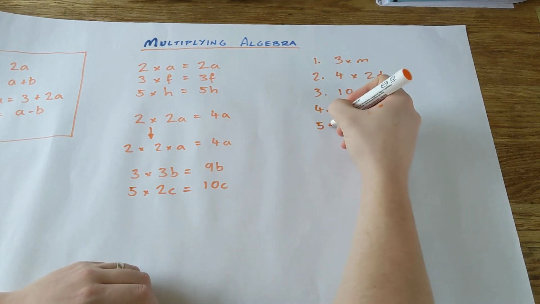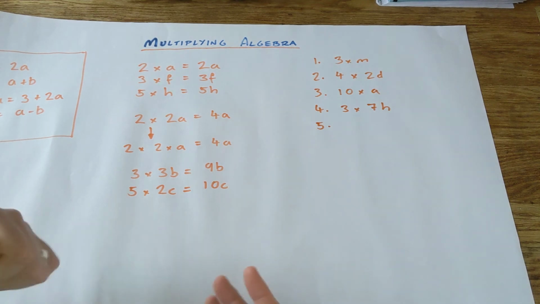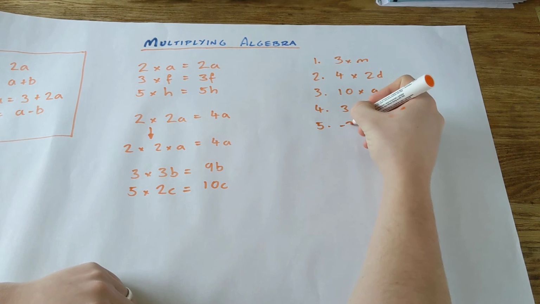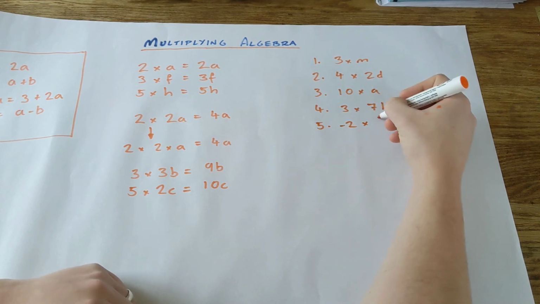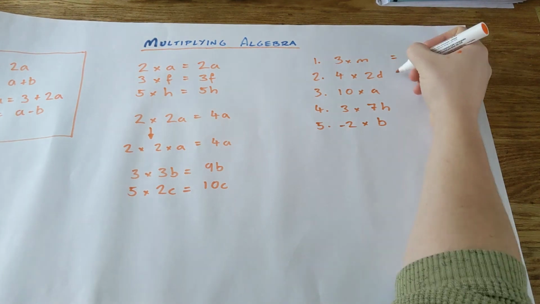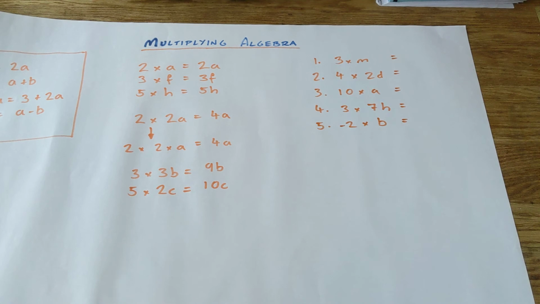And question 5, we're going to do a trickier one here because algebra will also include everything we've learnt about negative numbers. We're going to have negative 2 times b. Okay, now if you pause the video here, give yourself a little bit of time to answer those, then when you've had a go, come back, hit play again, and I'll go through the answers to them. Okay?